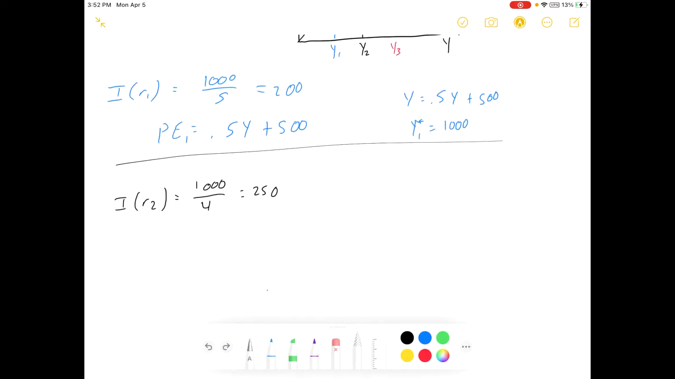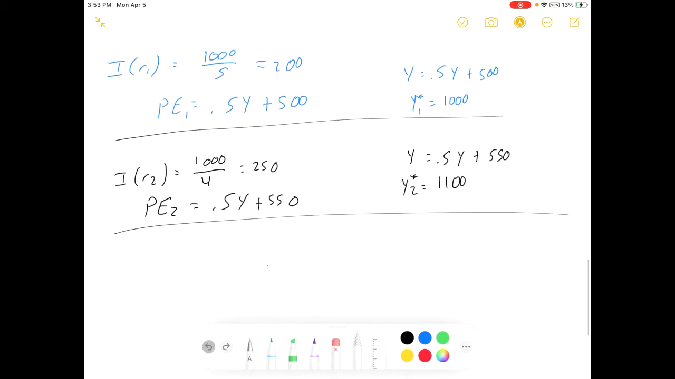If we have the second interest rate of 4%, 1,000 over 4 is 250, so there's our new planned investment, which gives us this planned expenditure curve, 0.5y plus 550. Notice investment went up by 50, and so the planned expenditure went up by 50. Here's our new equilibrium condition, and you'll get y2 star equals 1,100.